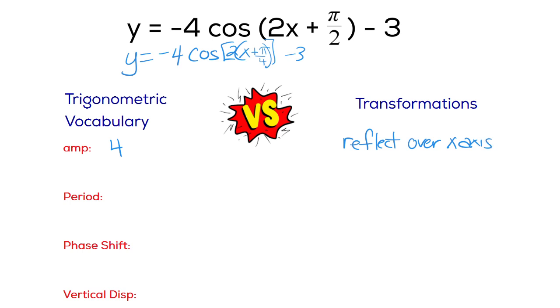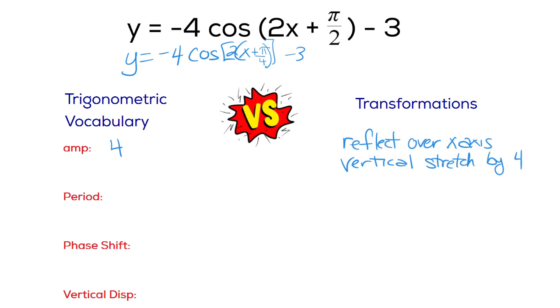The 4 is going to do a stretch of it, but is it a vertical or a horizontal? Vertical. This is a vertical stretch by a factor of 4.